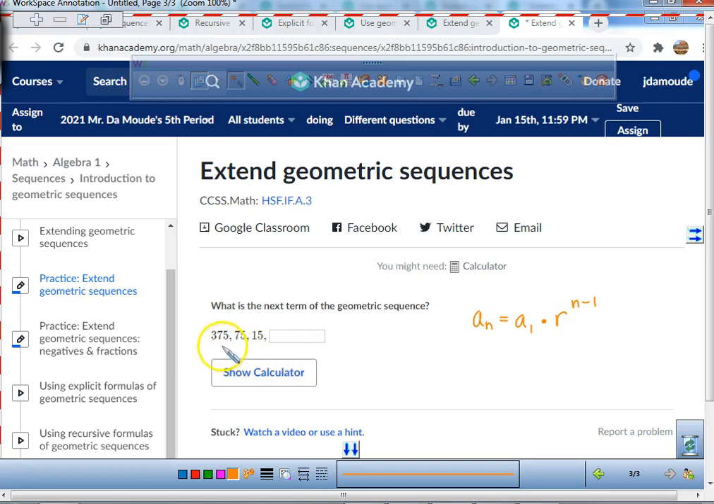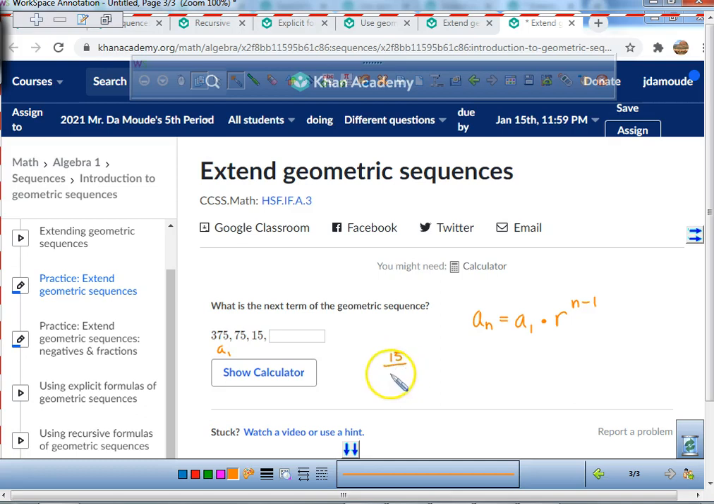So right here, here's our A1, and then this is our second term. So this is our first term, this is our second, this is our third. We're just trying to find what's called the next term. Now, if you want to find the common ratio, it's very, very easy. You just take one term and divide it by the previous term, and that's how you find your common ratio.